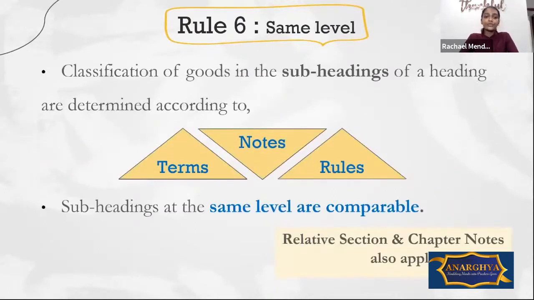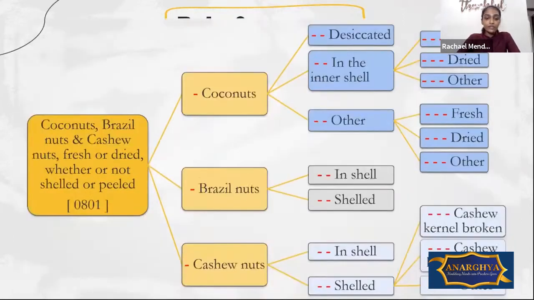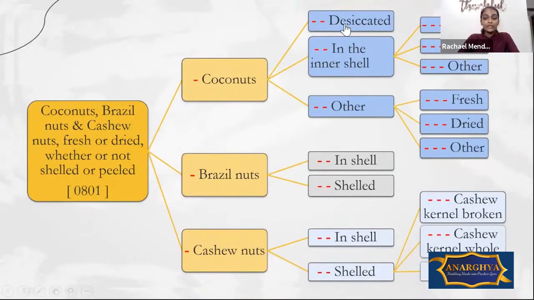Coming to the last rule, that is Rule 6. Rule 6 states that in case of classification of goods at the subheading level, you need to take into account the terms of the subheadings, the section and chapter notes, as well as the preceding 5 rules. And it says that when you're making a comparison between subheadings, make the comparison at the same level. In this chart, it is trying to tell you that a 2-dash subheading must be compared with another 2-dash subheading only, or a 3-dash subheading must be compared with another 3-dash subheading only. You cannot compare a 2-dash subheading with a 3-dash subheading.